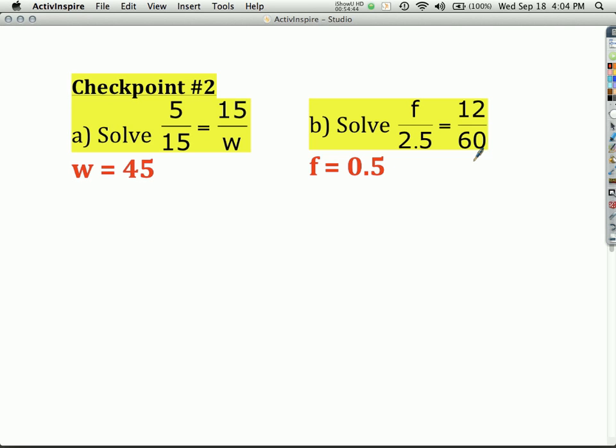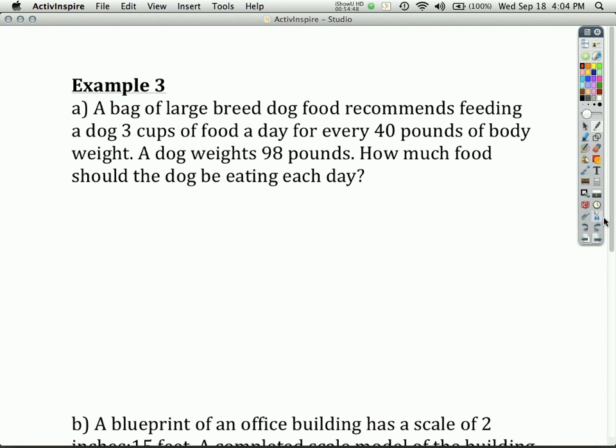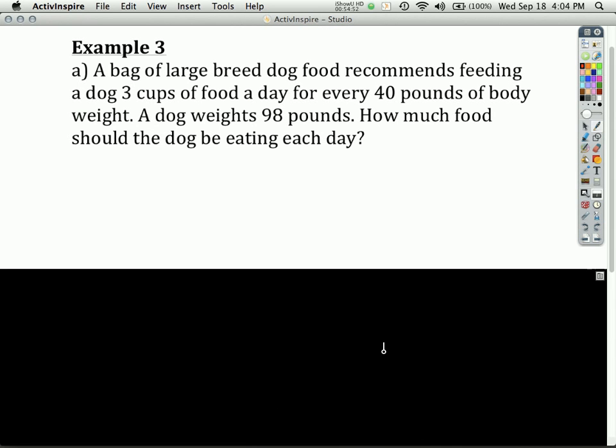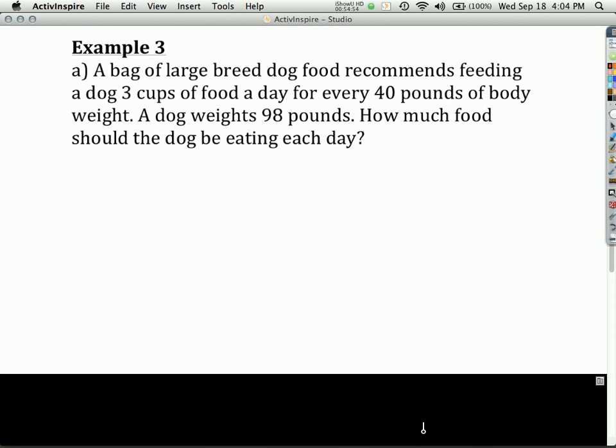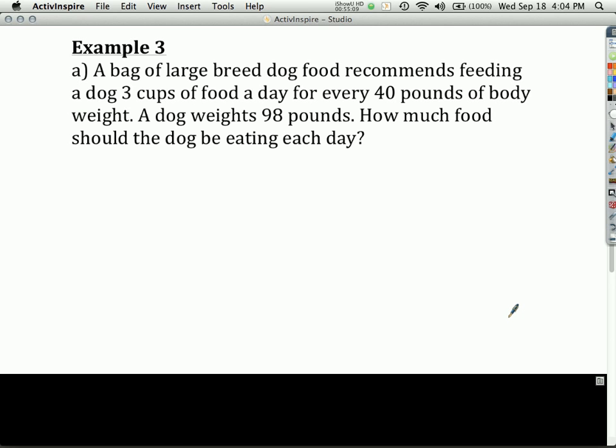Okay? So, now, putting it all together, everyone write example 3, everyone write part A, but do not copy the question, just read the text of the question. Do not copy it. Read the question to yourself.